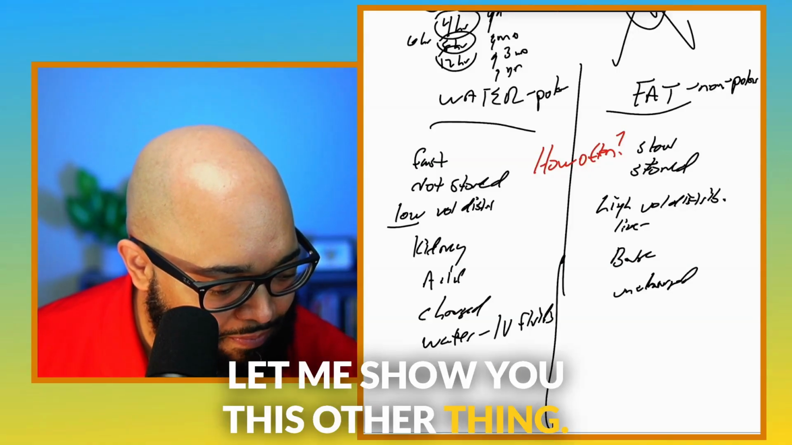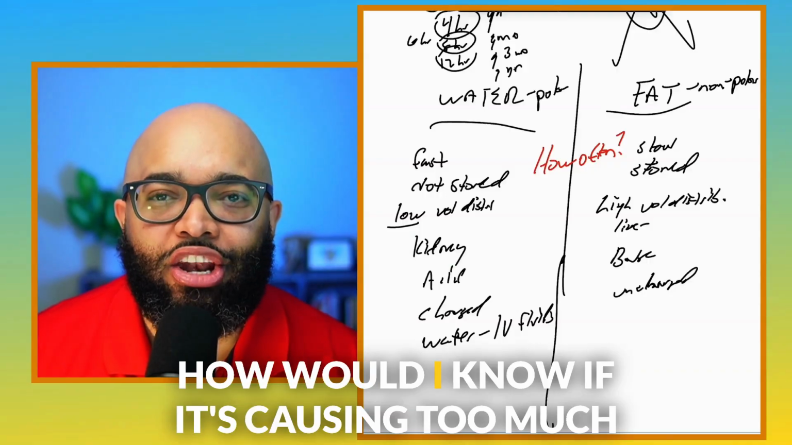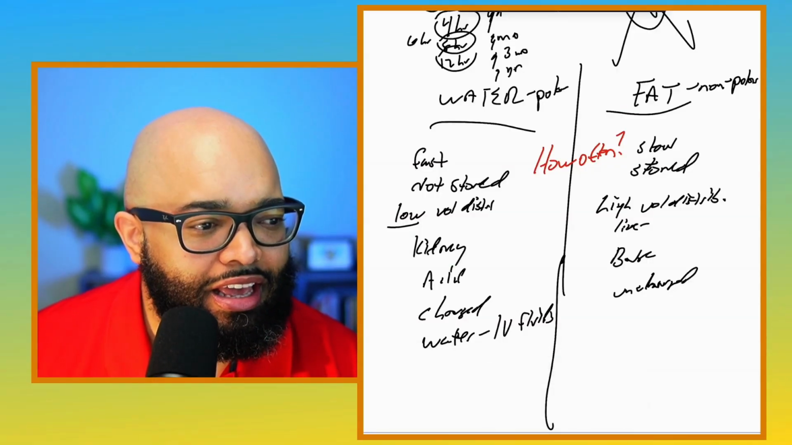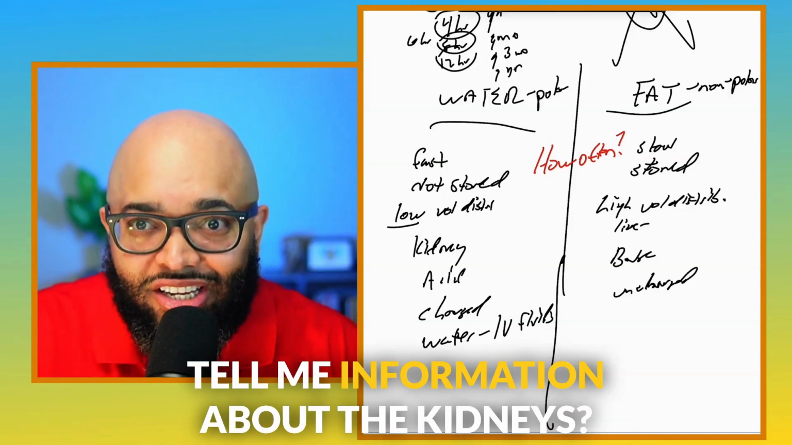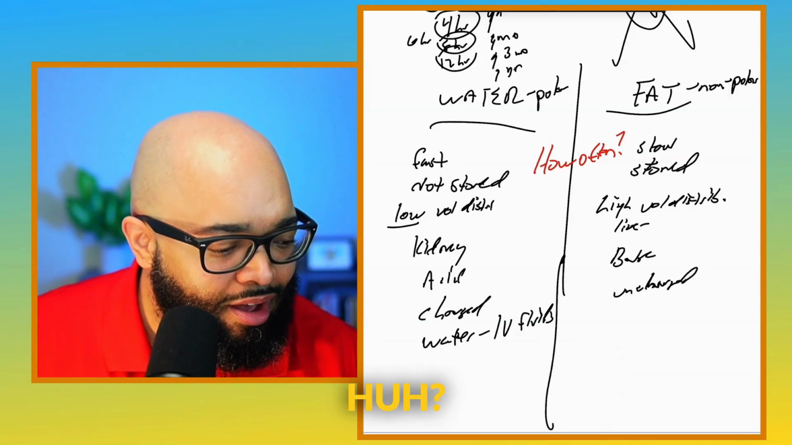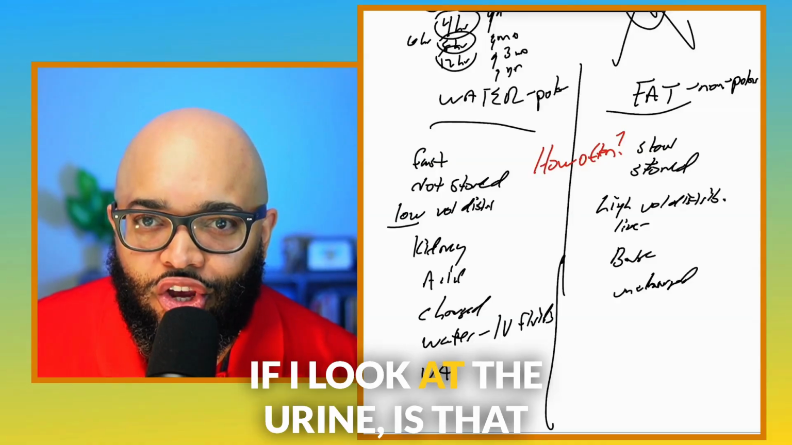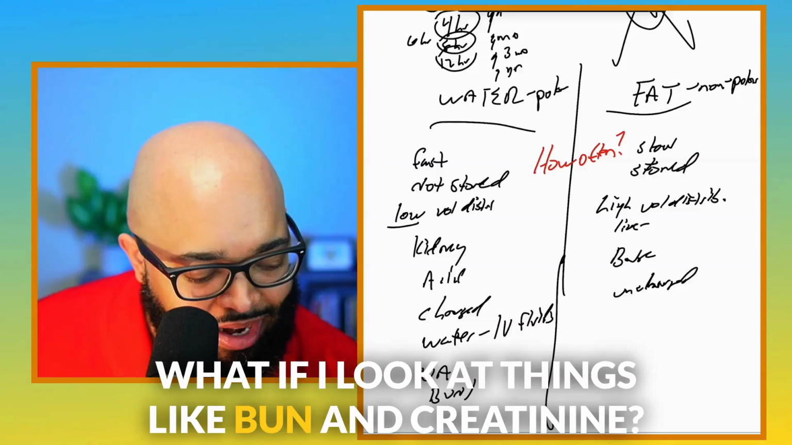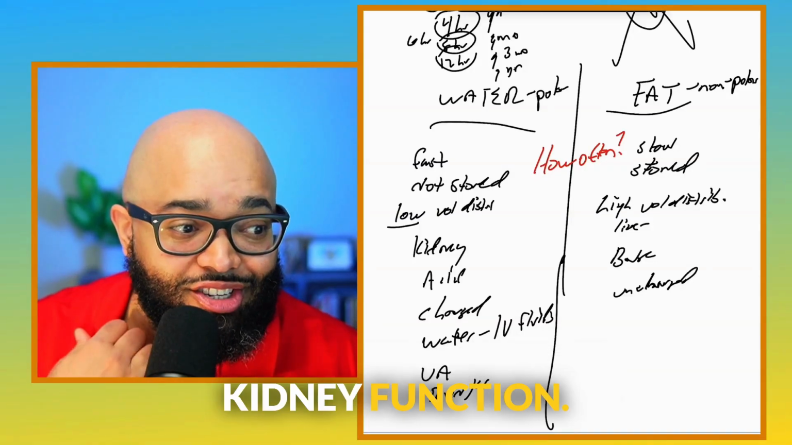Let me show you this other thing. What if it's affecting the kidneys? How would I know if it's causing too much damage in the kidneys? Are there any tests of the kidneys that'll tell me information about the kidneys? What if I do a urinalysis? If I look at the urine, is that going to tell me stuff about the kidneys? Absolutely. What if I look at things like BUN and creatinine? Yeah, because those are measures of kidney function.